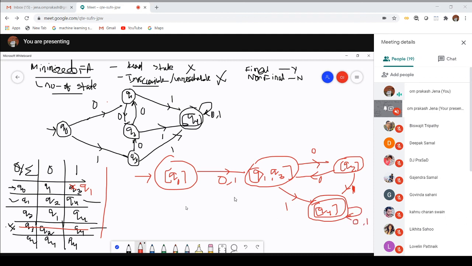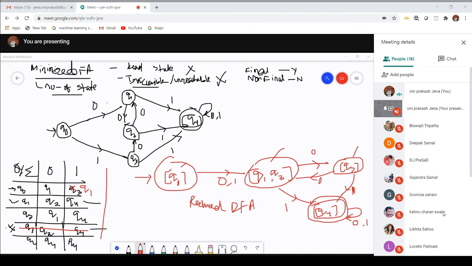Now this one is my reduced DFA, or minimized DFA, of the corresponding given DFA. So how many states are here? 1, 2, 3, 4. Previously it was 5 states. Now this is reducing the number of states for the finite automaton.